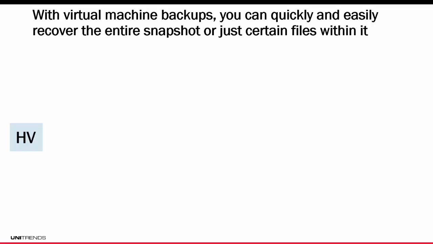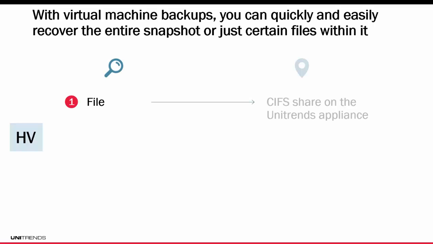With virtual machine backups, you can quickly and easily recover the entire snapshot or just certain files within it. So if you want to recover that file, you're going to simply go in and Unitrends will automatically mount that snapshot as the directory as a CIFS share on the Unitrends appliance. You can then go in and find the file you want to recover, save it wherever you need.